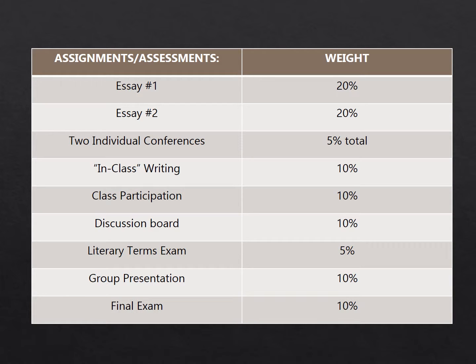These are the assessments in this course. Students would have 2 essays weighted at 20% each, conferences regarding their writing for a total of 5%. They will have in-class writing assignments weighted at 10%. Participation is key in person as well as via the discussion board. Each of those comprises 10% of the course grade. There will be a literary terms exam at 5% of the course grade, a group presentation at 10% of the course grade, and the final exam at the end for 10%.